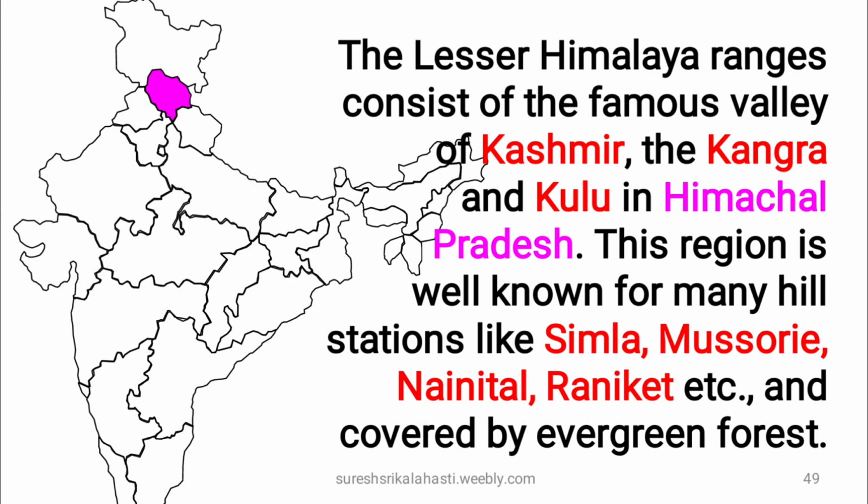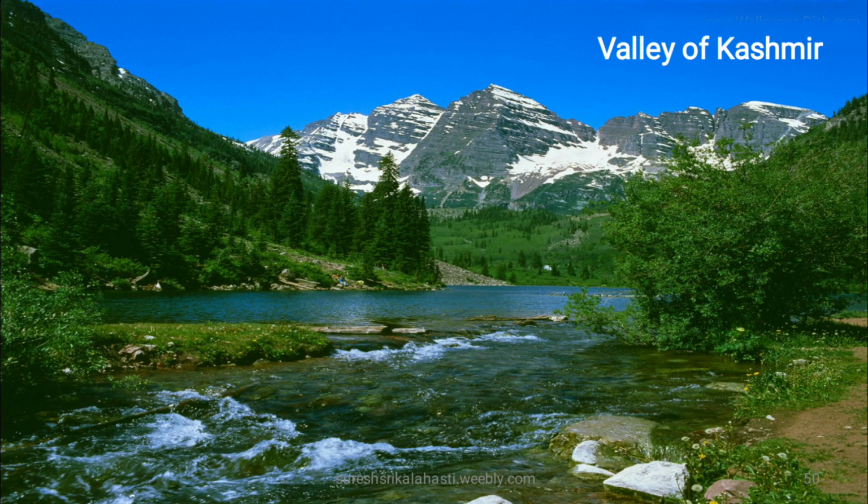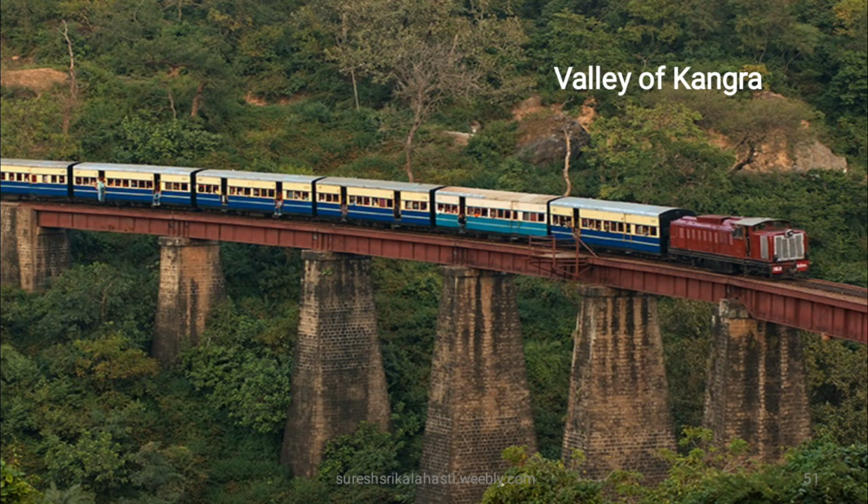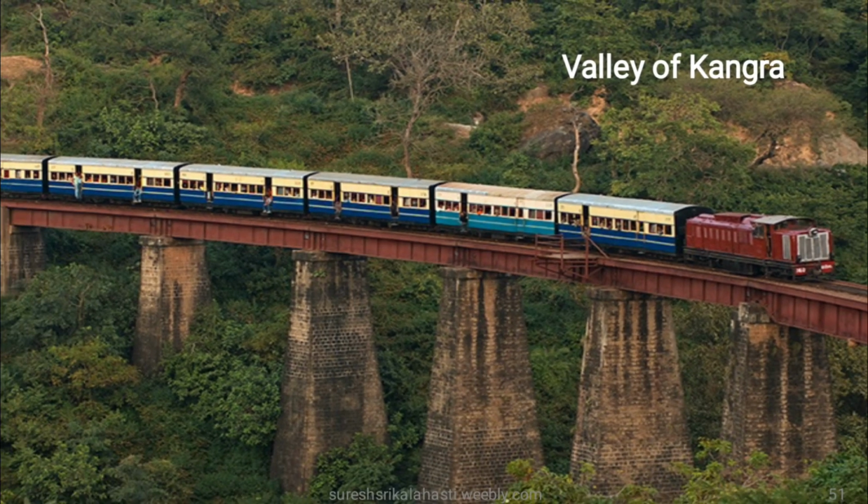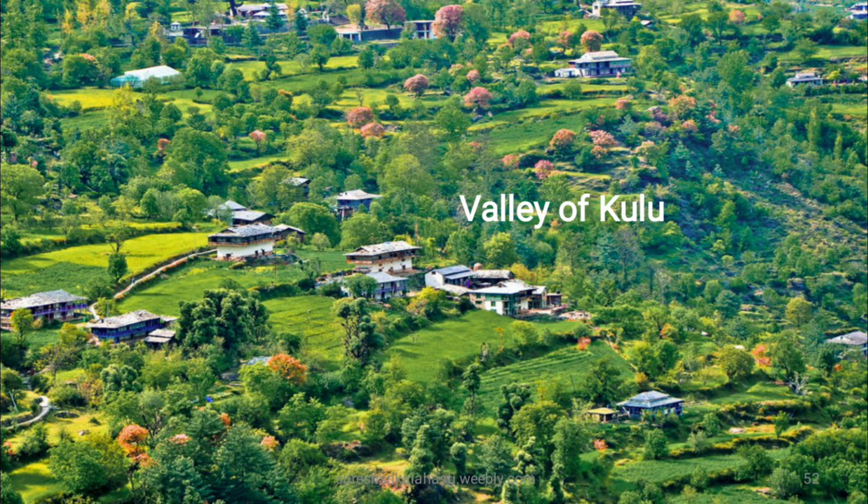The Lesser Himalaya ranges consist of the famous valleys of Kashmir, Kangra, and Kullu in Himachal Pradesh. This region is well known for many hill stations like Shimla, Mussoorie, Nainital, Ranikhet, etc., and is covered by evergreen forests. See here, evergreen forest and a valley located in Kashmir. This is a valley in Kangra. This is Kullu.